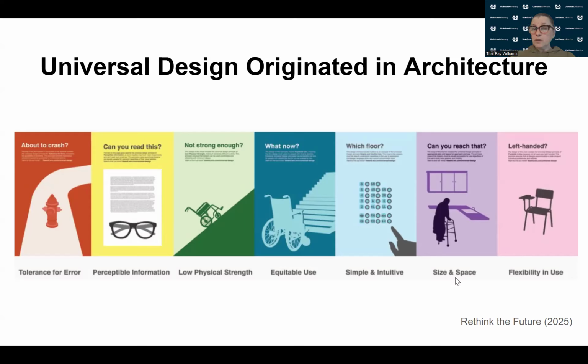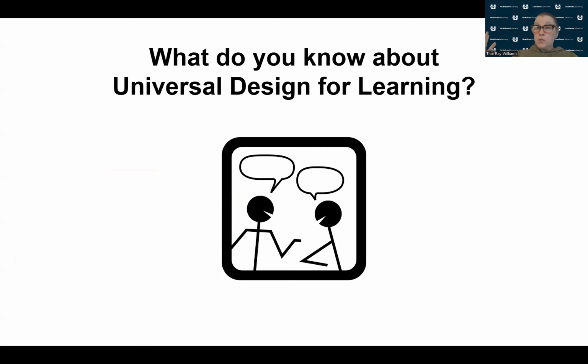We need to make sure of things like size and space. Can people of different ability levels, different heights, reach things or access things in different areas? And then can we have some flexibility in use? Here's an example with a desk, and somebody who's left-handed or right-handed can use it. So that's where universal design for learning came from.